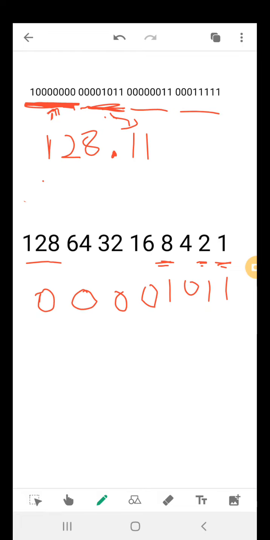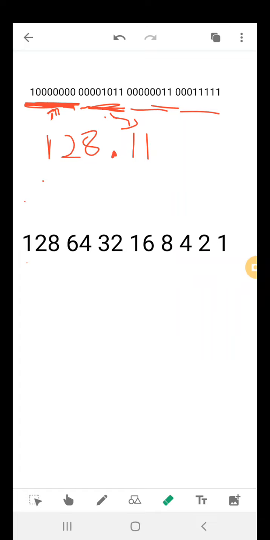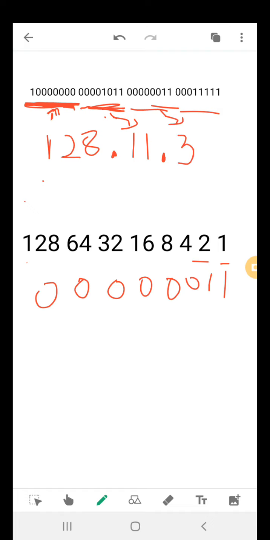So this is the corresponding decimal value of the second binary bits, or the octet. Now take the third octet, which is equal to 00000011. So let us write this here. So what you have to do is take only the multiple of wherever you have 1, its corresponding value, and add it. So we have 2 and 1. So 2 plus 1, if we add that, then the result will be equal to 3. So this is the corresponding decimal value of the third octet.